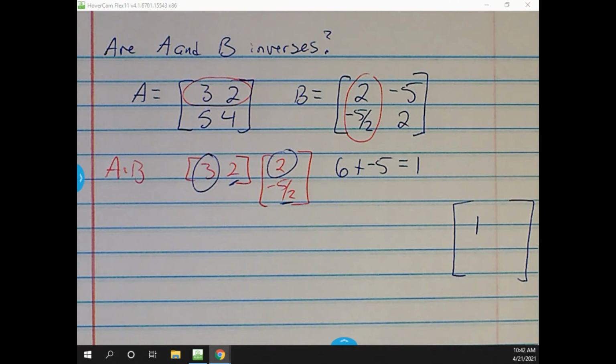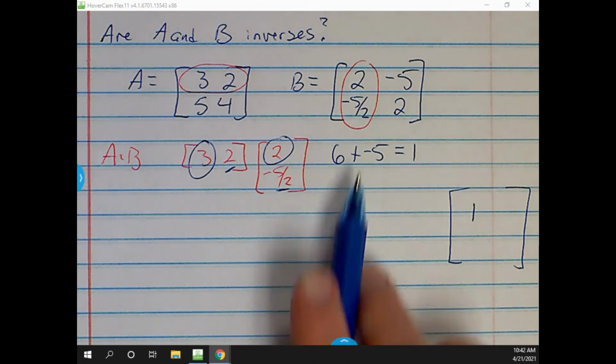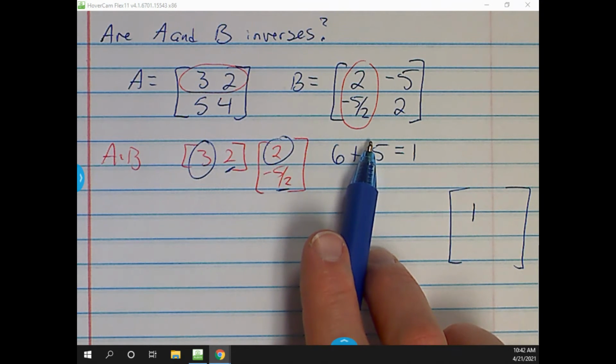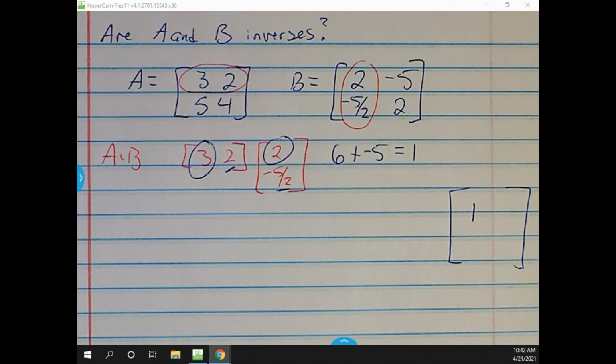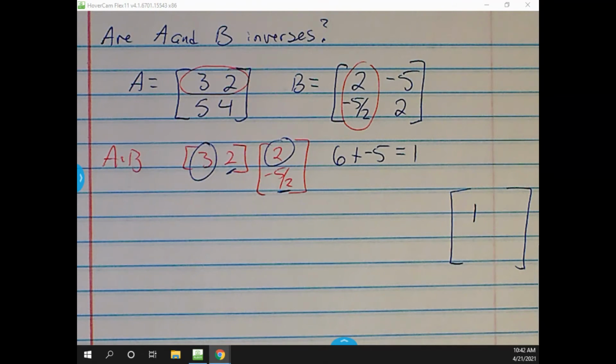Okay, so first number is good. We've got a 1 here. Now, if that had been a 6 plus 5, if that had been 11, then you'd stop right there and say, all right, that's it. If you multiply them together for it to be an inverse, the first number has to be 1. If that number was 11, you could just stop right there and say no, it's not inverse. But so far, the first number checks out.